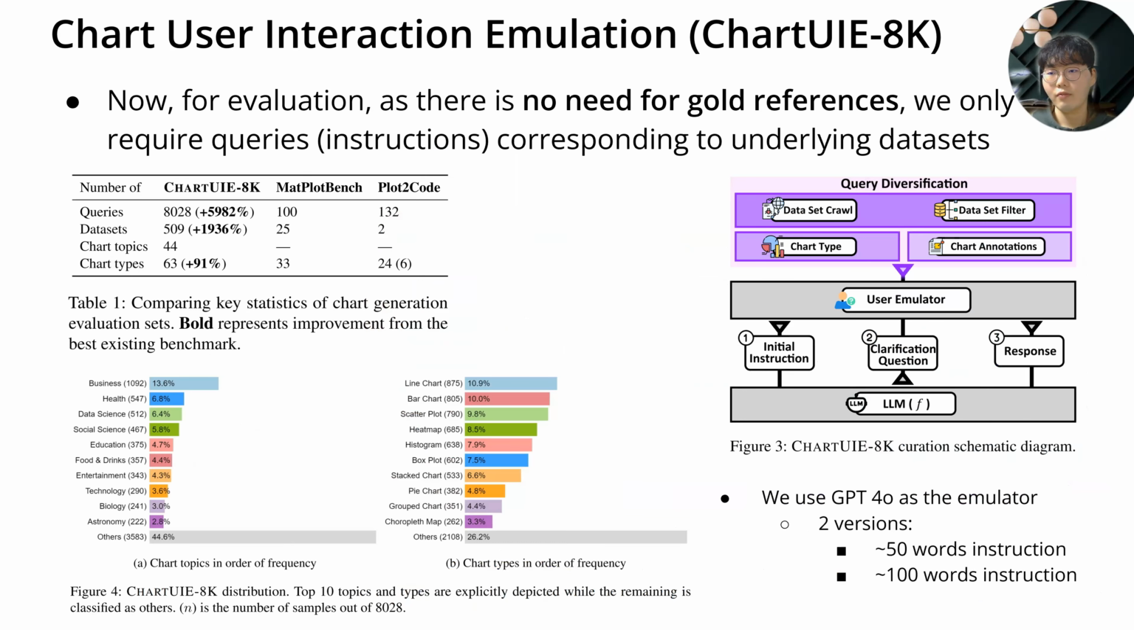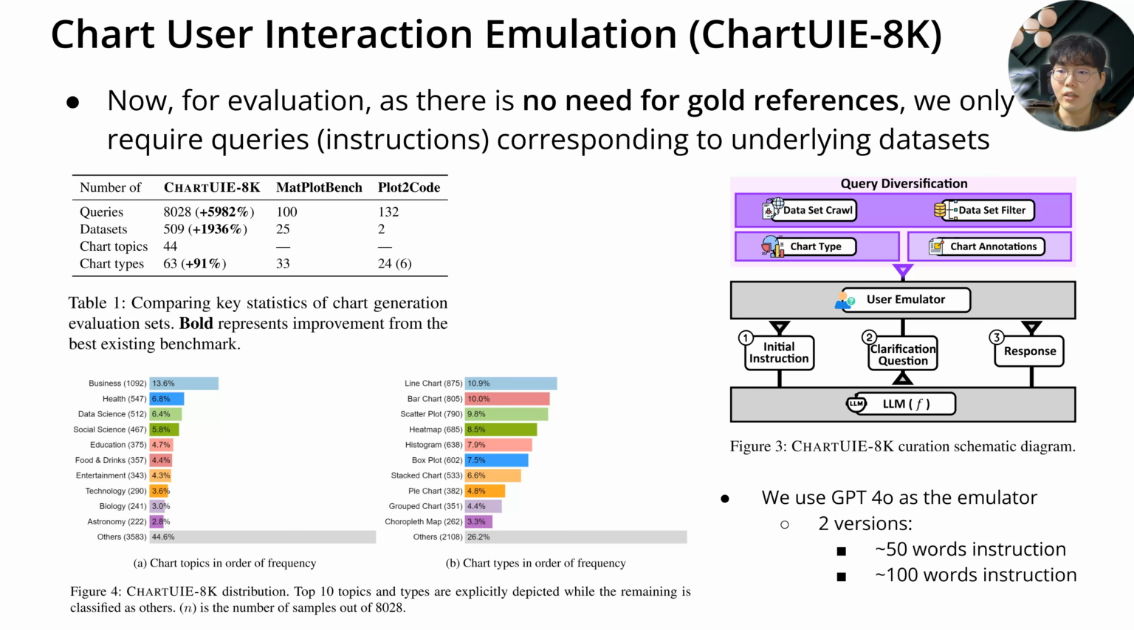Now that we have an effective reference-free verifier, we attempt to evaluate our verifier on a wide range of chart generation tasks. Previous evaluations have been severely constrained, limited to at most 132 queries, 25 underlying datasets, and 33 chart types. This limited diversity stems directly from the expensive human curation required for reference-based evaluation.